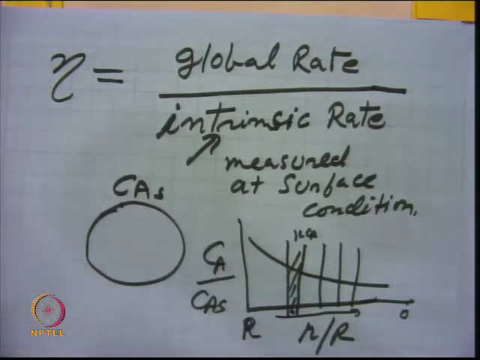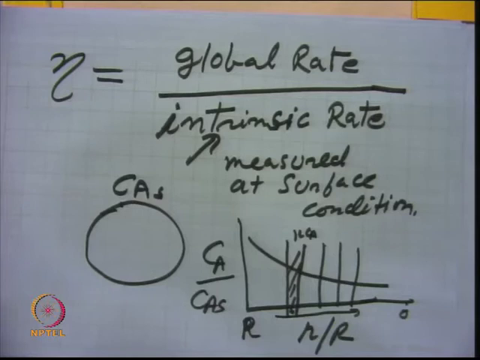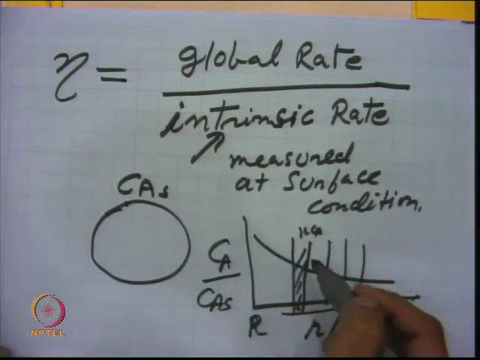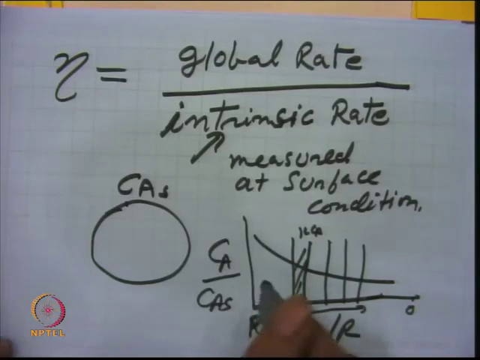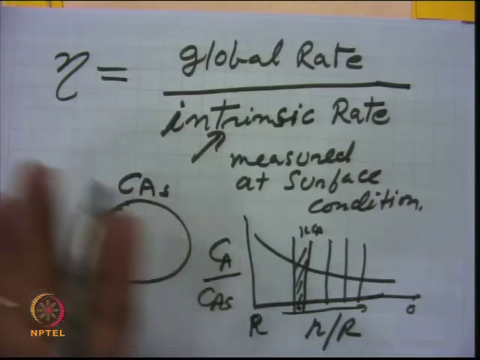If it is for the whole pellet, it will be 4 by 3 pi r cube into K times Cs, if I say first order reaction. But for a differential shell of that sphere, that will become 4 pi r square delta r. So, basically the rate which you are calculating for a differential section is simply 4 pi r square delta r, or dr, into Ca. So, what will be the total rate? Integrate this for the whole pellet.